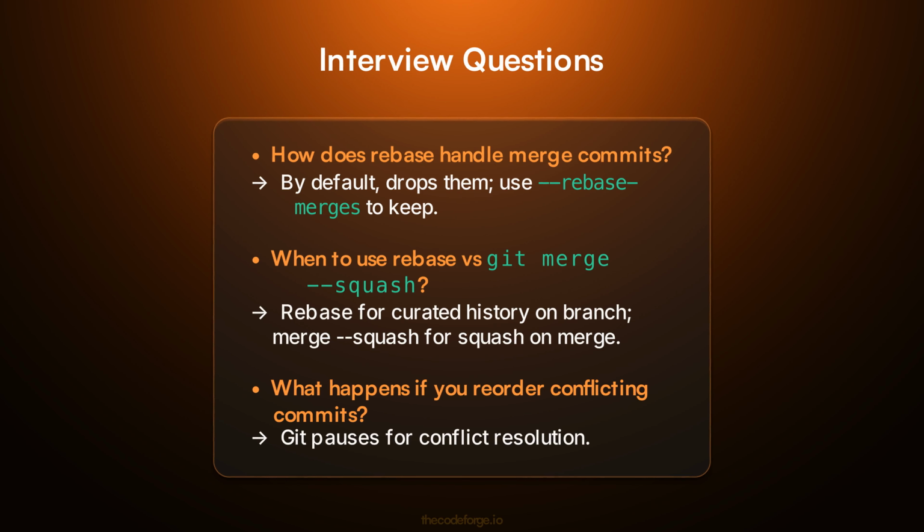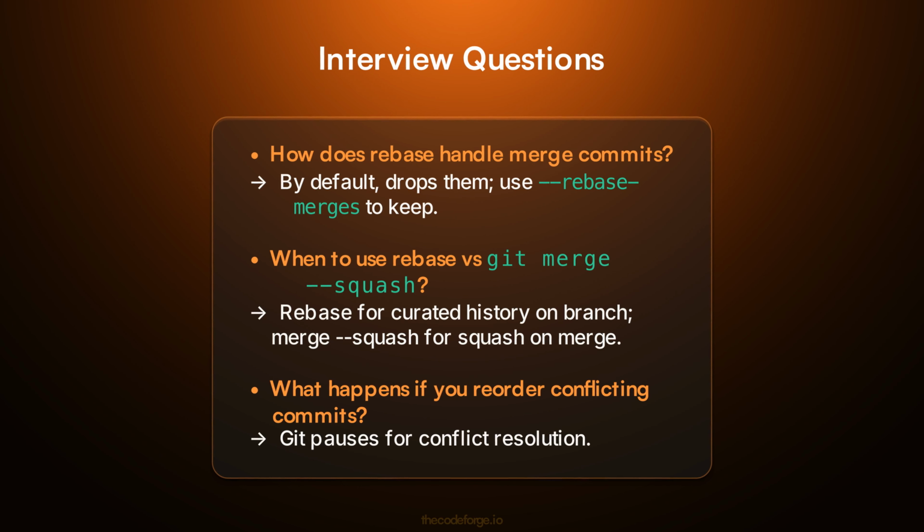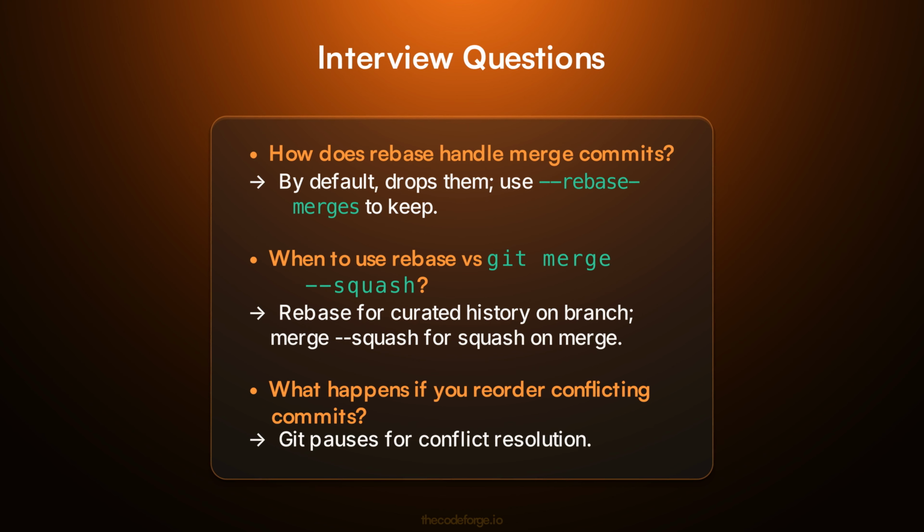Let's run through some common interview questions. How does Rebase handle merge commits? By default, drops them. Use --rebase-merges to keep. When to use Rebase versus git merge --squash. Rebase for curated history on branch, merge squash for squash on merge. What happens if you reorder conflicting commits? Git pauses for conflict resolution.